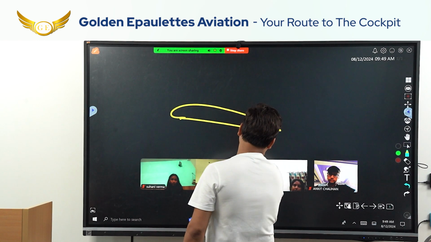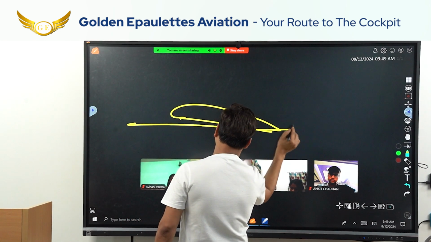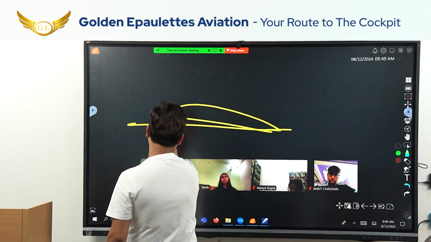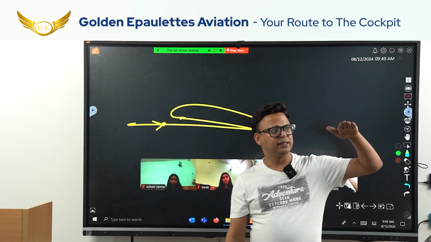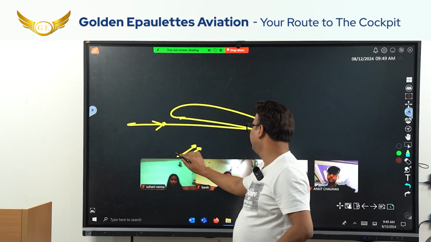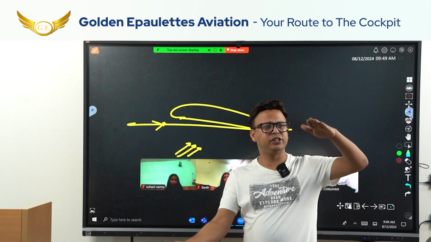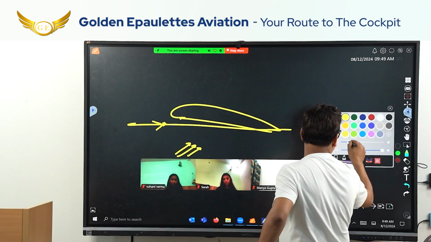This was your wing. This was your flight path angle. You were flying this way. Suddenly, a vertical gust hits you from here.